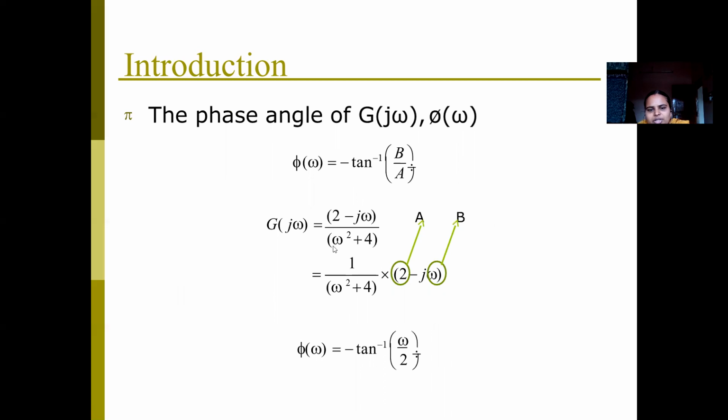First you have to observe whether, in the numerator or in the denominator, there is any imaginary term. If it has an imaginary term, then I can write the equation in terms of the angle. If it does not have one, we can say it's a zero angle. Here, the denominator part does not have any imaginary value, so we don't go for finding the angle in the denominator. Only in the numerator part we have the imaginary value, that is minus j omega. Therefore the phase is going to be minus tan inverse omega by 2.